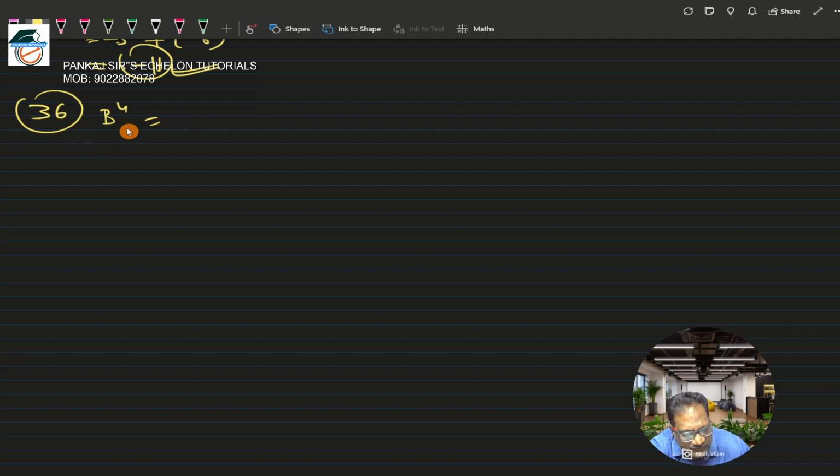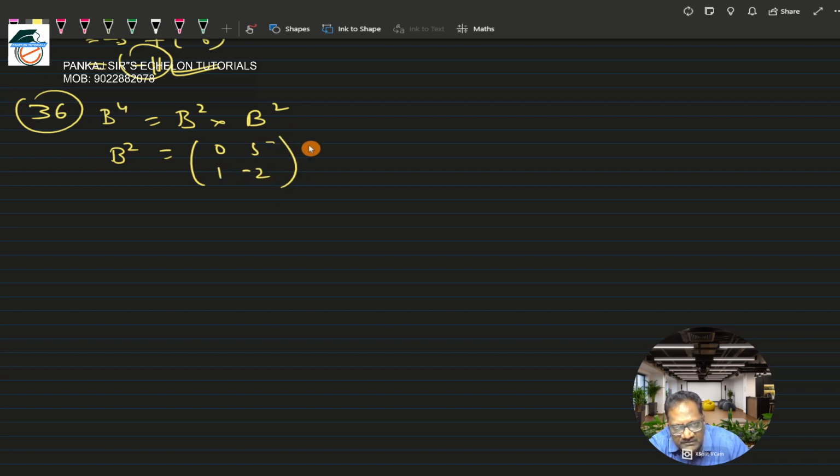Now b raised to 4 is, we'll have to start from b square into b square. Okay, this is b raised to 4. So let us find out b square. B square will be, your b is 0, 5, 1, minus 2. B square will be 0, 5, 1, minus 2. You have to multiply these two.